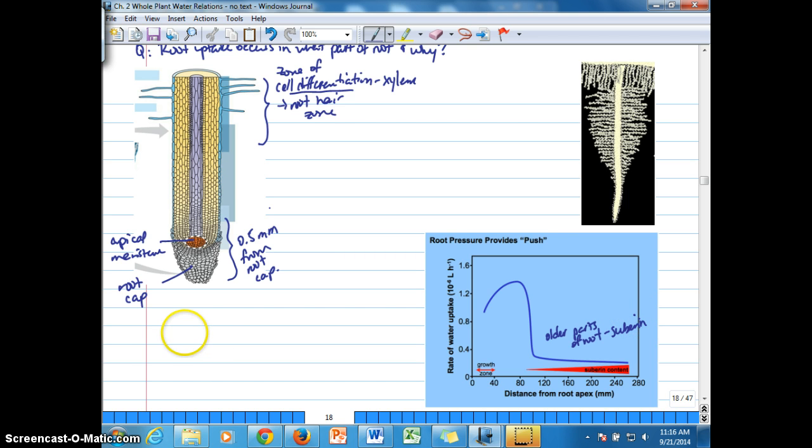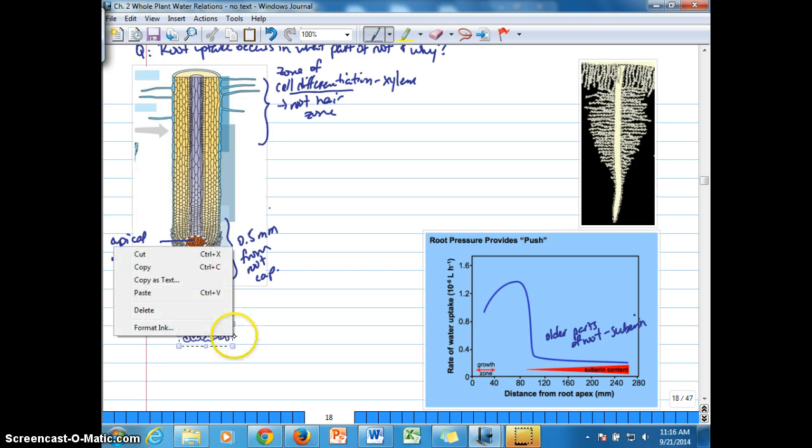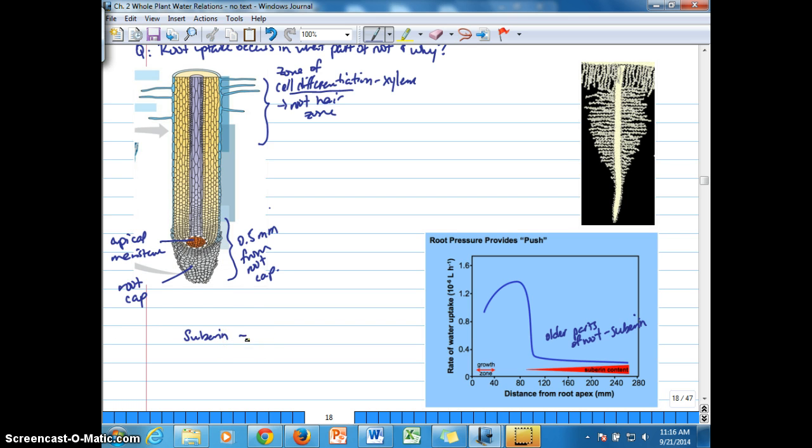Okay, so suberin is a compound that infiltrates the cell wall between the cellulose microfibrils, and it basically is hydrophobic. It blocks water absorption. So it's kind of like a waxy substance. And so you can see that the water is basically going to be blocked from maybe 60 to 80 millimeters from the root apex as the suberin content increases. And so the question is, why would the root do that? What would be advantages of that?